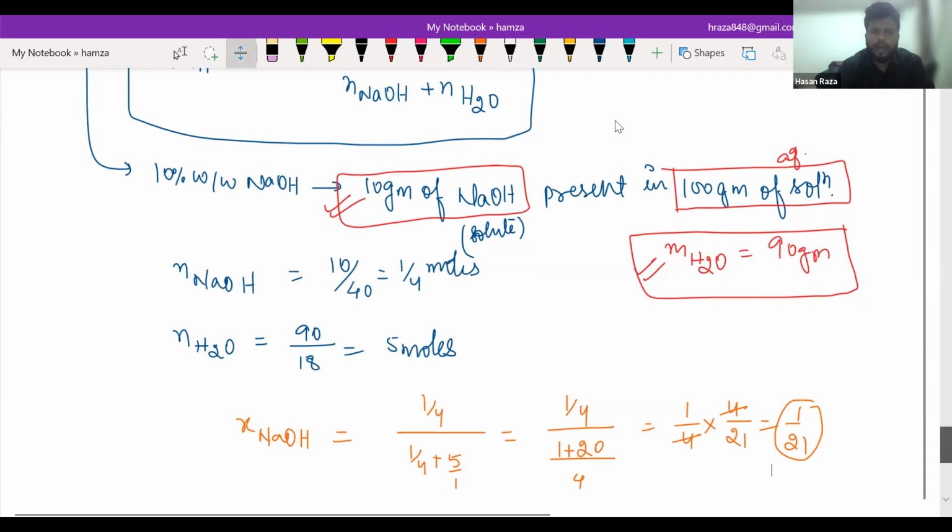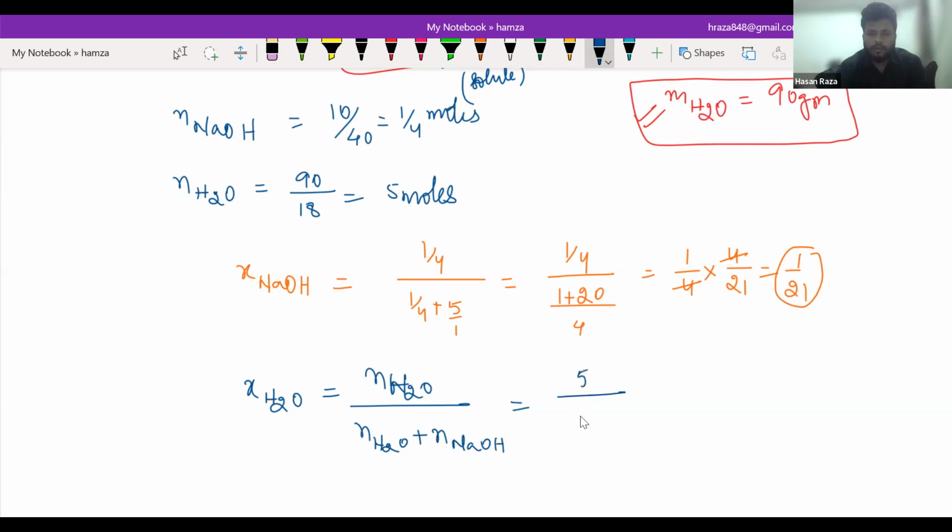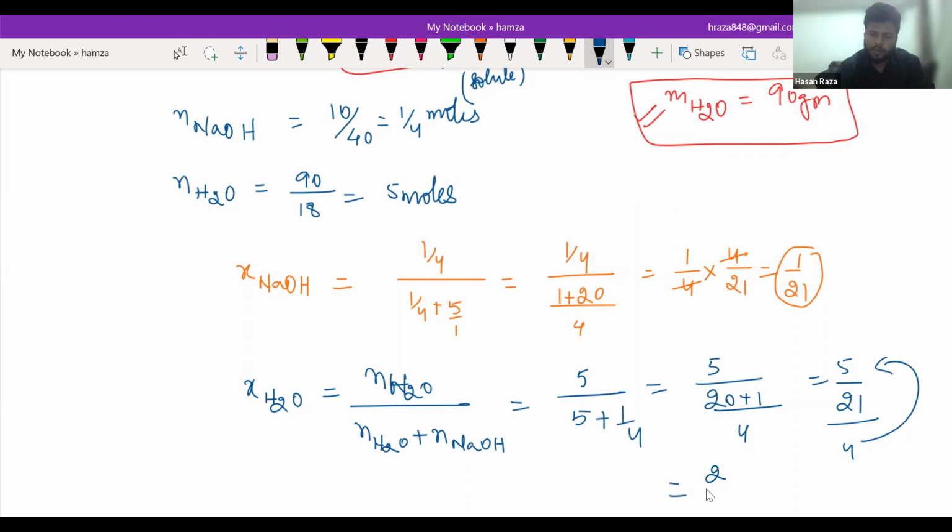In the same way, if it is asked what is the mole fraction of H2O, you can calculate it. Number of moles of H2O upon number of moles of H2O plus number of moles of NaOH. Number of moles of H2O is 5, upon 5 plus 1 by 4. Take LCM 4. It will be 20 plus 1. It will be equal to 5 upon 21 by 4. The 4 will go in the numerator. So it will be 20 upon 21. So here is how you can calculate.